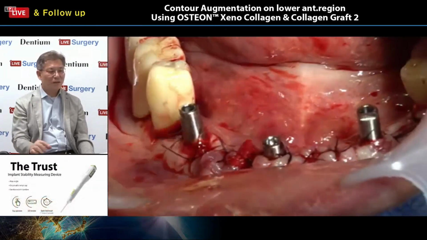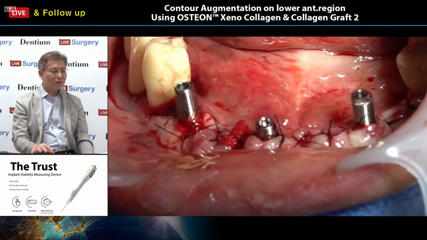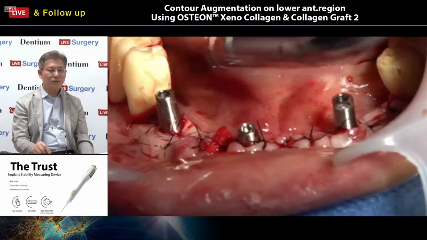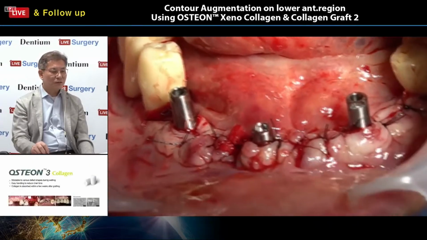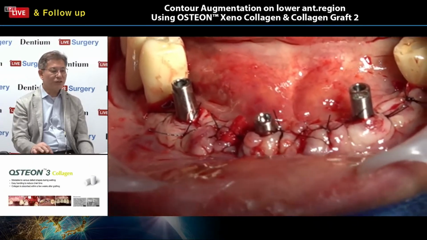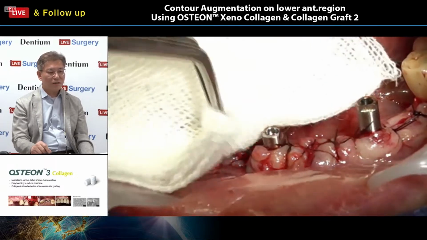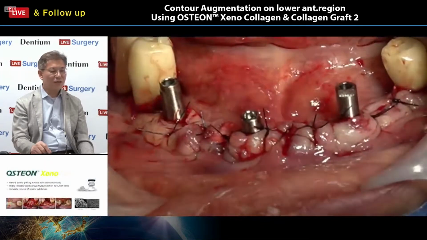Because of the underlying bone grafting material and the collagen graft material, the collagen matrix materials, right? Okay, so I think the surgery was almost done.